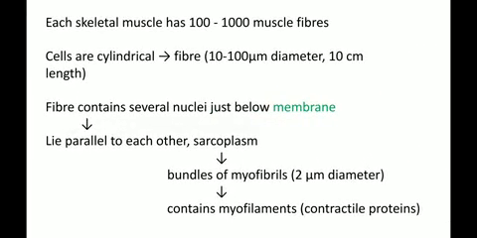Now, each skeletal muscle has 100 to 1000 muscle fibers. Cells are cylindrical. Fibers are 10 to 100 micrometers in diameter and up to 10 centimeters in length. The fiber contains several nuclei just below the membrane, lying parallel to each other. The sarcoplasm contains bundles of myofibrils, 2 micrometers in diameter, which contain myofilaments, the contractile proteins. Two types of proteins, actin and myosin, are present in the myofilaments of the muscle fiber.